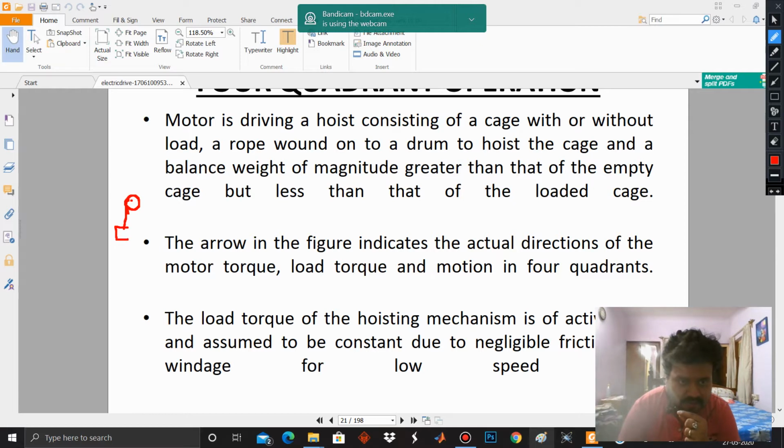So if this is the wheel of the pulley, on one side there is a counterweight, and on the other part there is a pan-like arrangement, and there may be some load in the pan. So the motor is driving a hoist consisting of a cage with or without load, a rope wound on the drum to the hoist, this is the drum basically, and a balance weight which is known as CW or the counterweight. This is the pan, and this is the drum.